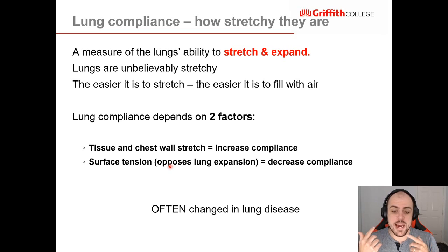Now, looking at surface tension as well, this obviously opposes the expansion of the lung, and it helps to collapse them in. So too much or not enough surface tension can obviously cause issues in terms of our lung compliance.